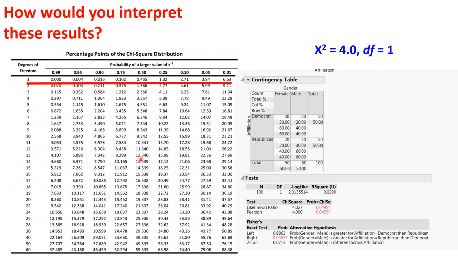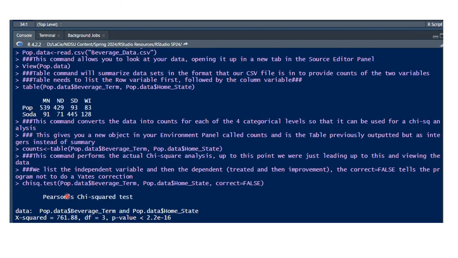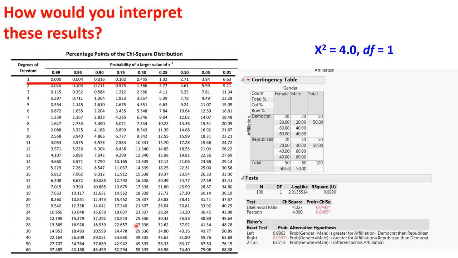Okay. And then this is what it would look like in RStudio, where they would give you the chi-square value, the degrees of freedom, and our associated p-value. Okay. This is for a different data set. This would be for the data set here with the genetic sex and political affiliation.